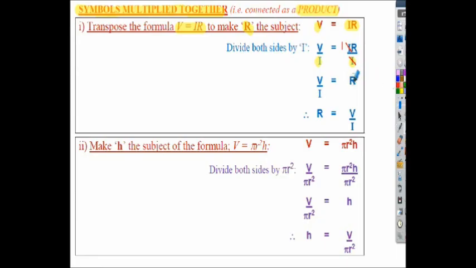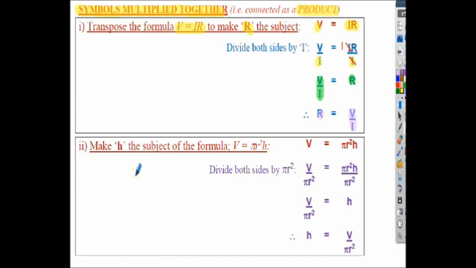So on the right hand side we now have R, and on the left hand side, V divided by I. So we've got R as the subject, but it's on the right hand side. So for convention we just turn the equation around, put the subject on the left hand side, R is equal to V divided by I. So that's an example of using inverse operations to rearrange the equation, but also keeping the balance of the equation. What we do to one side, we divide it by I, we must do to the other side, divide that by I.